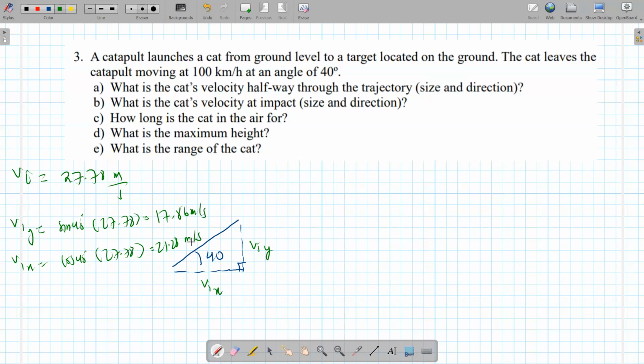Part A. What is the cat's velocity halfway through the trajectory, size and direction? What does it mean when it says halfway? So this cat is going to go this way, right? Like that. In the middle, right in the middle. How would you show that? Do you do anything on the triangle? No, you don't do anything. The triangle is only to find the components. He didn't give us time or anything, right? He did not, no.